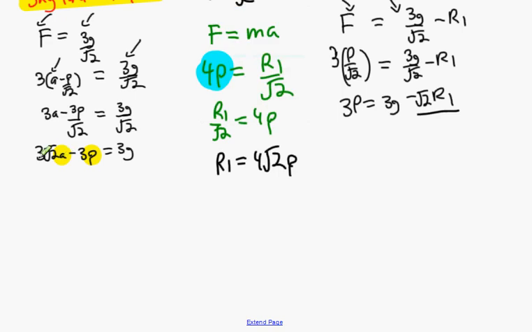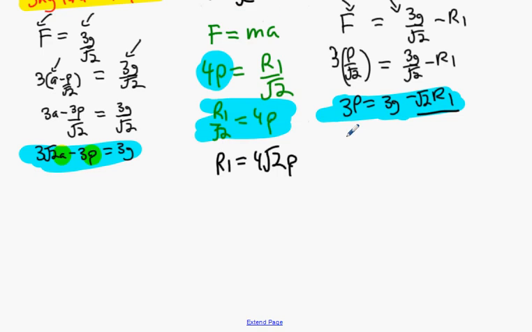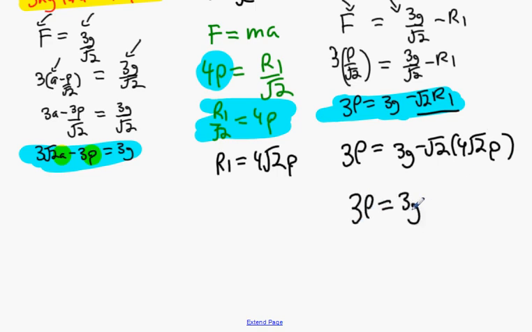I'm going to get 3p equals 3g, that's going to be minus 8p, isn't it? And lo and behold, I found p quite quickly. p equals 3 over 11 g. This means I can also find R1 quite quickly. R1 is 4 root 2 multiplied by 3g over 11. That to me looks like 12 root 2g all over 11.